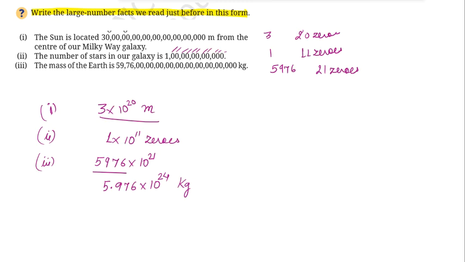Now is it easy to read this out? Yes. Then the number of stars, there are 1 into 10 to the power 11 stars in our galaxy. And the mass of the earth is 5.976 into 10 to the power of 24 kgs. Now it has become so easy to read out these numbers, but when there were just simply put zeros, it was difficult to read them out. And even a small mistake in a zero would make the numbers so different.